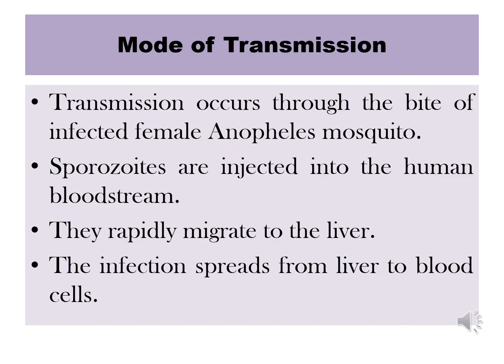Mode of transmission. Transmission occurs through the bite of infected female Anopheles mosquito. Sporozoites are injected into the human bloodstream. They rapidly migrate to the liver. The infection spreads from liver to blood cells.